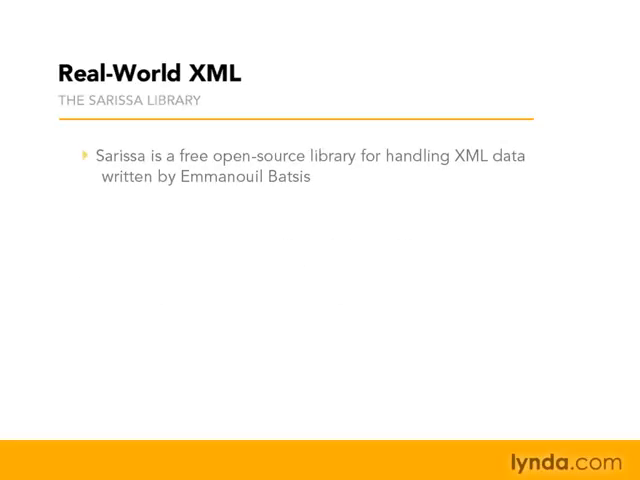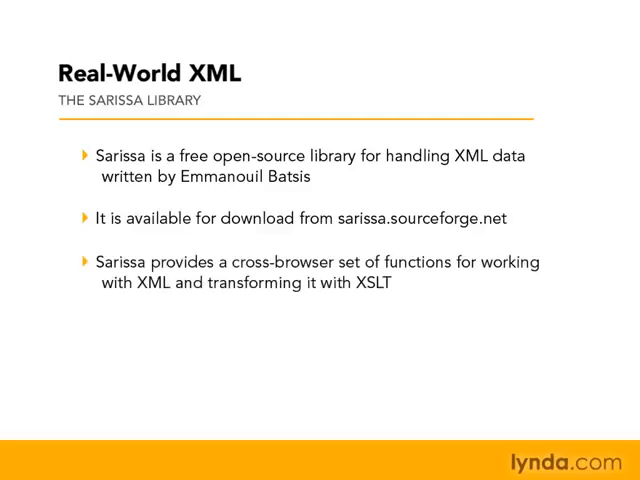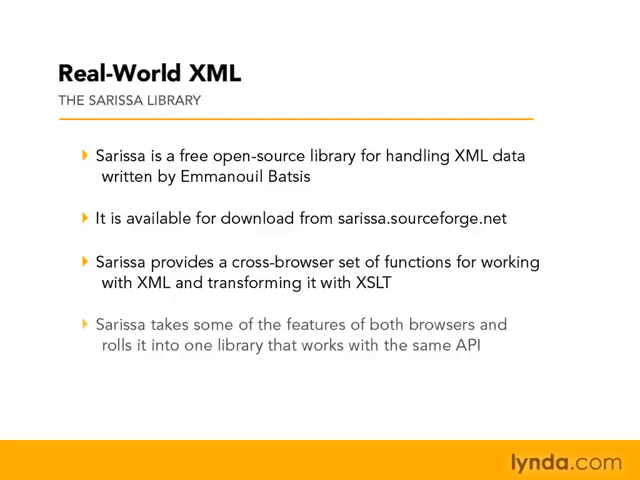So the Sarissa library is a free open source library, and it's used for handling XML data. It was written by a guy named Emmanuel Batsis, and it's available for download from the sarissa.sourceforge.net website. The Sarissa library essentially provides a cross-browser way of working with XML, processing it, loading it, serializing it, transforming it using XSLT, a whole bunch of cross-browser support for common XML functions. And the API that it uses basically takes the best of both browsers, Firefox and IE, and creates one unified API for working with the XML content.